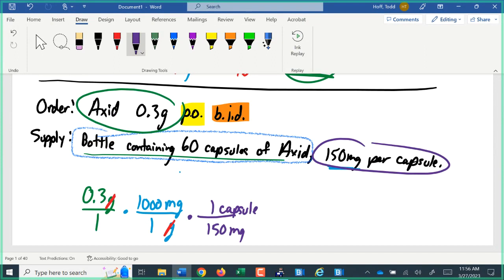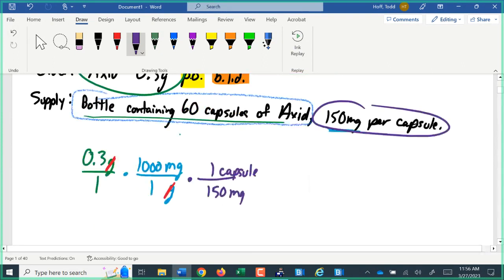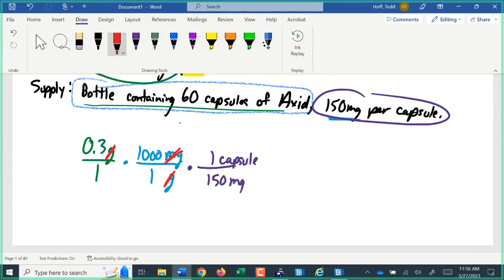If that's not the case, then you do have to go to a pharmacist and have them redivide some of the capsules for you. Let's see if we need that in this case. So the milligrams will cancel out. The only unit we have left is capsules, which is what we will administer to the patient. So that's what we want.